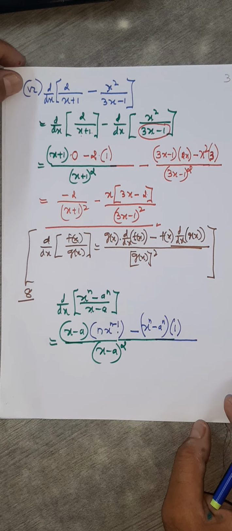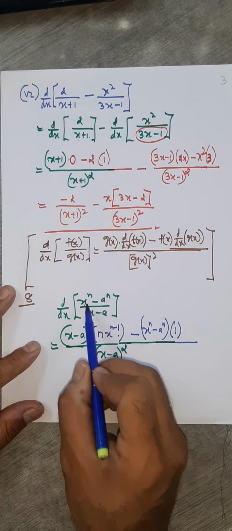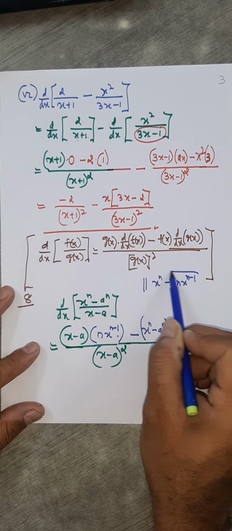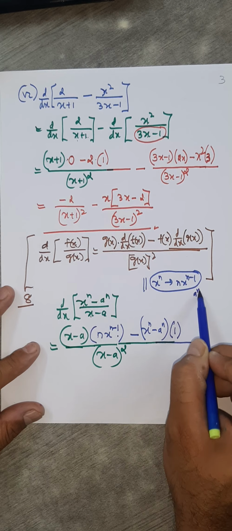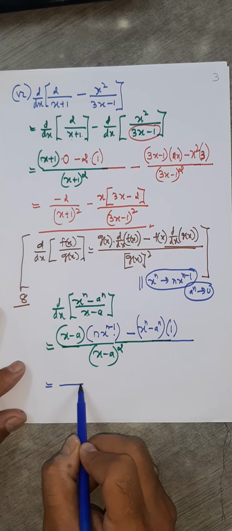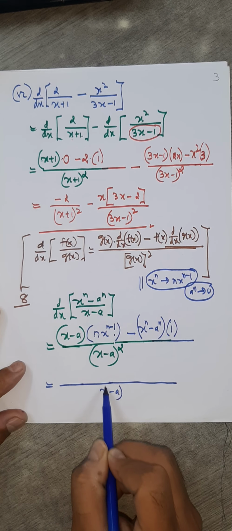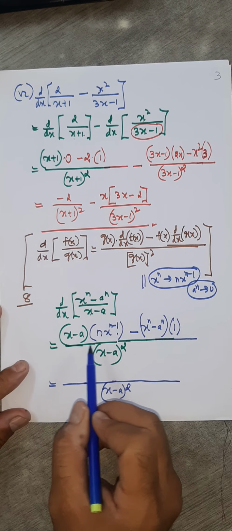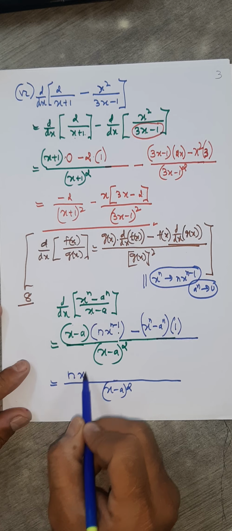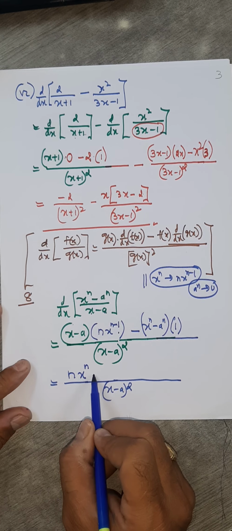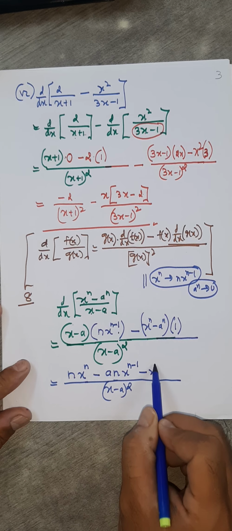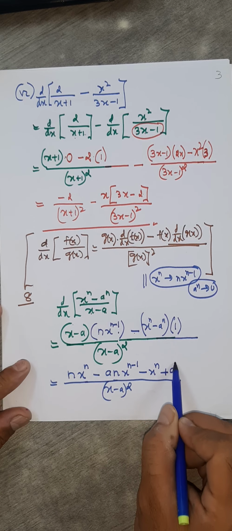Differentiation is over by which rule? Division rule. Right? You have used this. Differentiation of x raised to n is n into x raised to n minus 1. That you have used. Derivative of a raised to n is 0 because it is a constant. Now we just simplify the numerator expression. I'll open the bracket here. Here 1 power, here n minus 1 power. So n into n minus 1 and 1. So x raised to n minus a n x raised to n minus 1 minus x raised to n plus a raised to n.